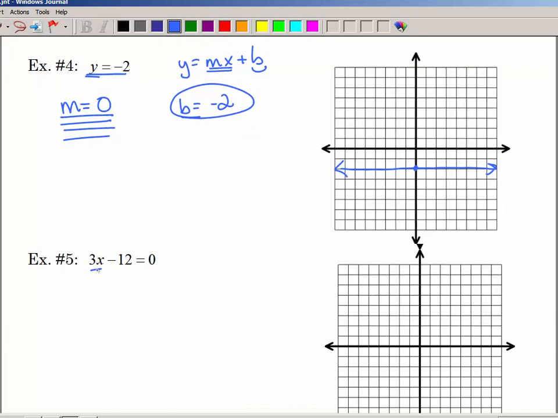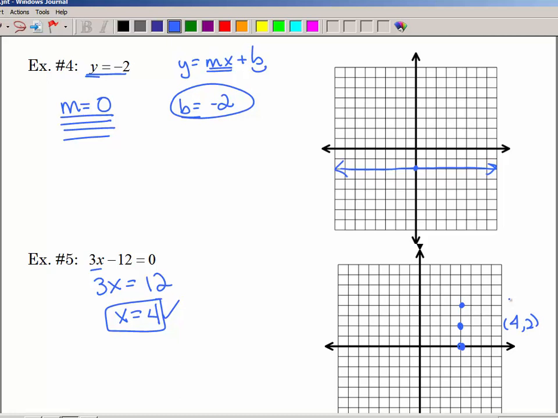But here I can't solve for y, so let's just solve for x. So I'm going to add the 12 and divide by 3. There is no y equals mx plus b. What are we to do? Well, I could say x is 4. 1, 2, 3, 4. Well, isn't x equal to 4 there also? Isn't that ordered pair, what, 4, 2?